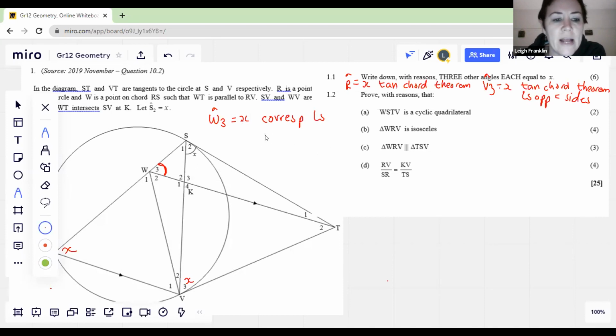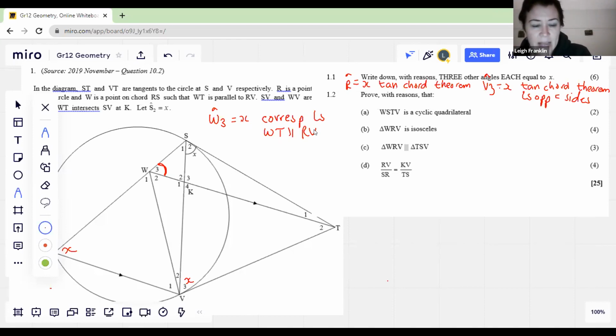Okay, so good. And now I've got to remember to name the parallel lines. WT parallel to, what was this? RV, all right. Okay, done deal. So with each of those, it would be statement, reason, statement, reason, statement, reason. Okay, so that gives us 6 marks so far.